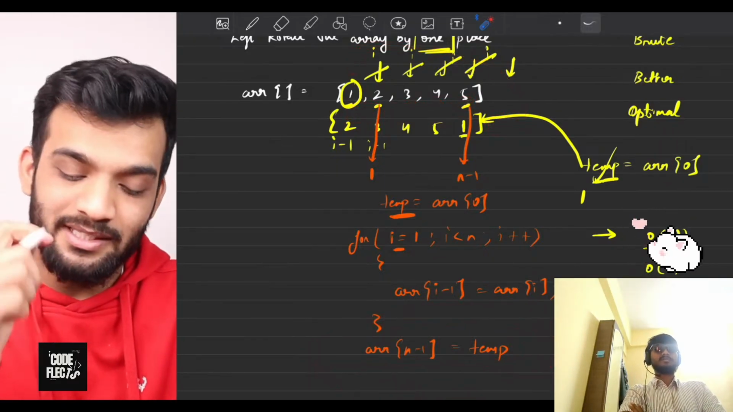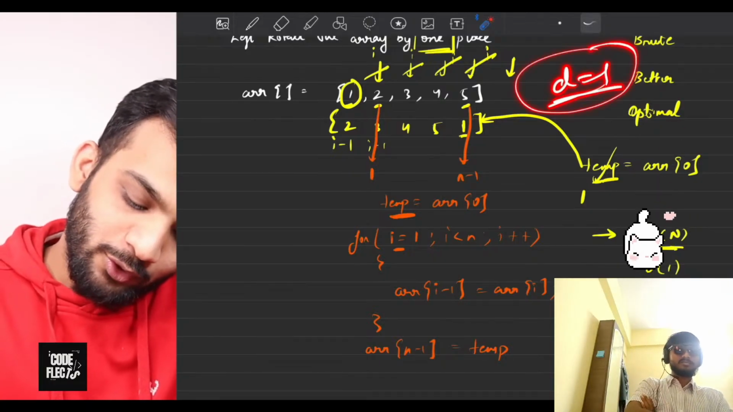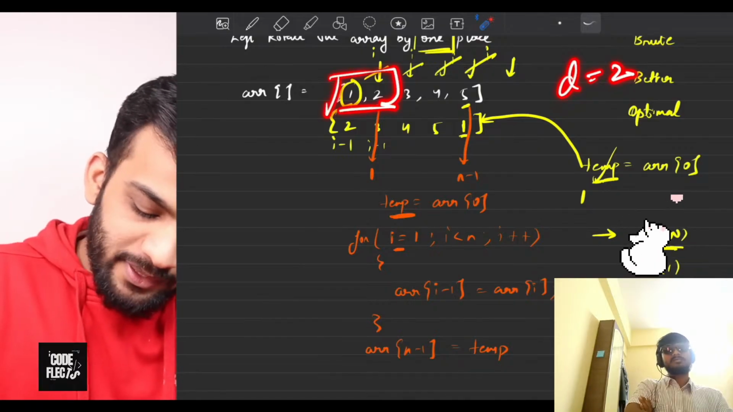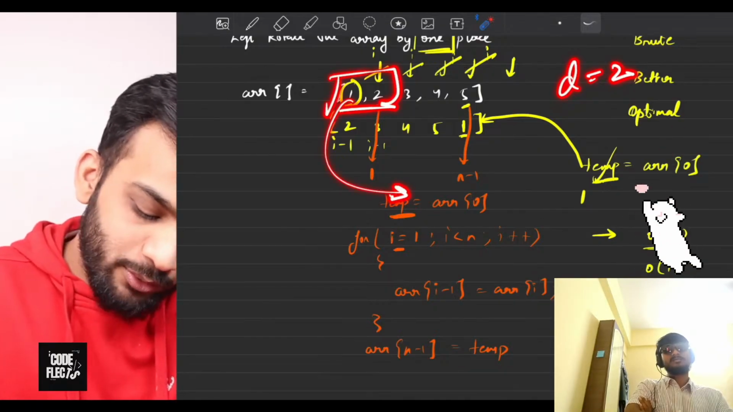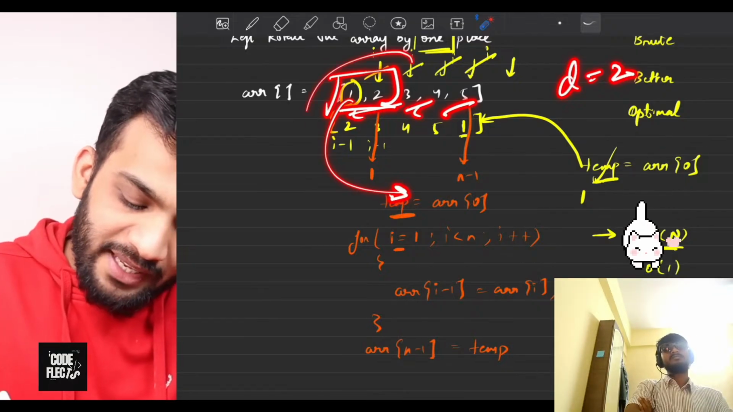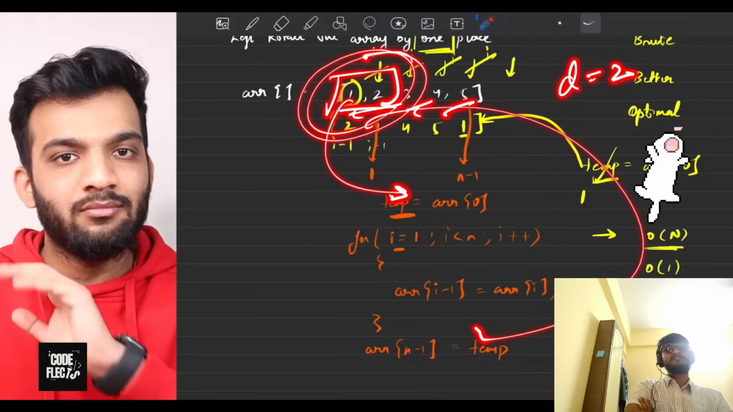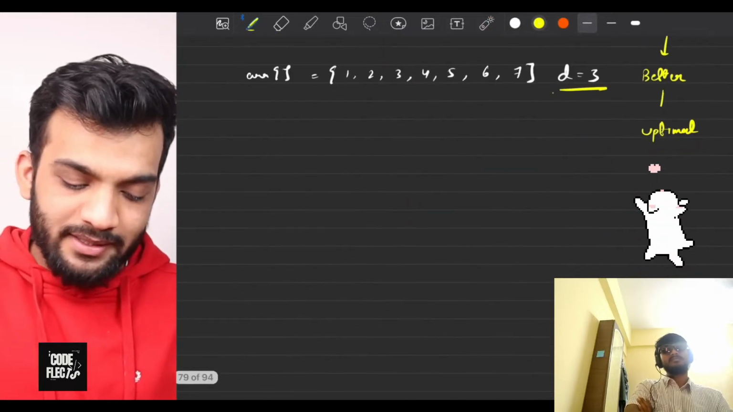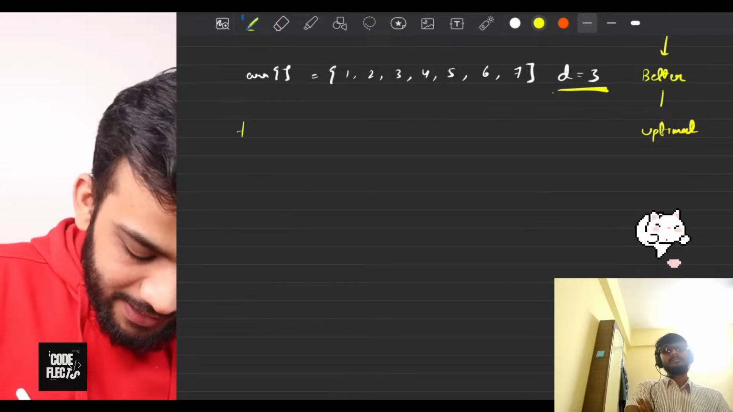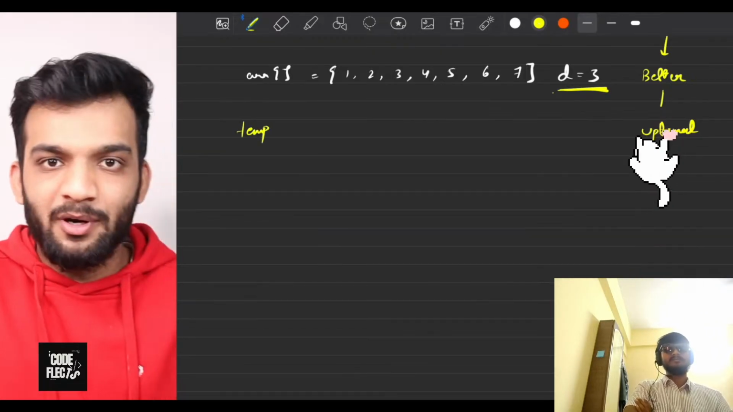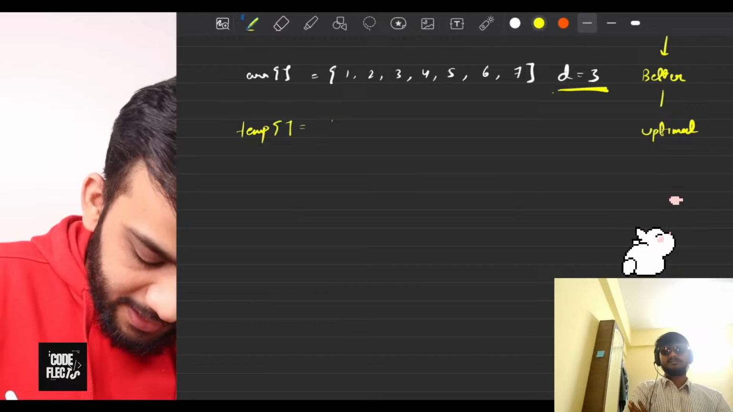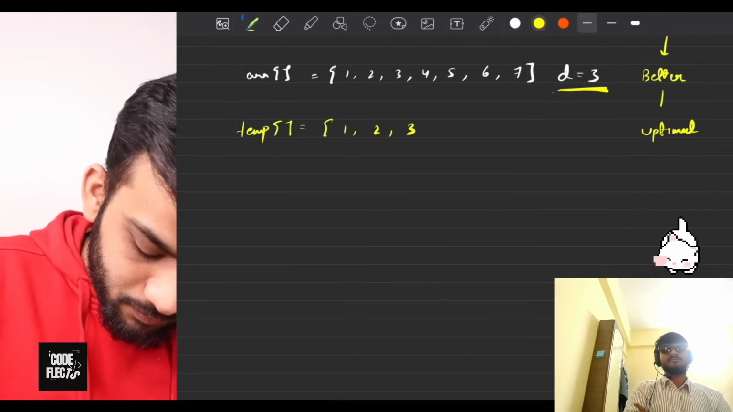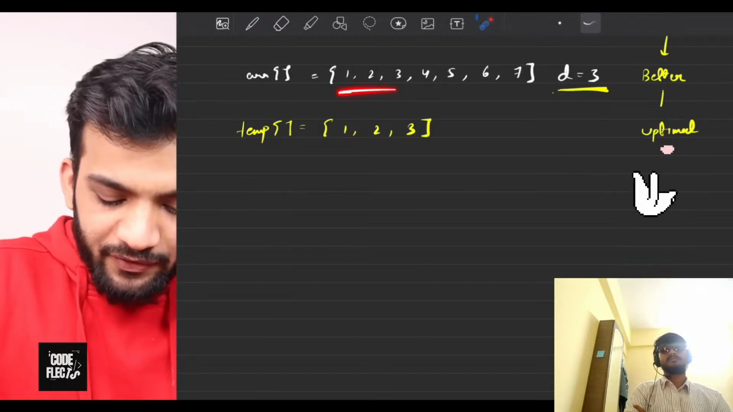We'll do the exact same thing. D was 1 over here, so you stored one element. If D is 2, you will be storing two elements into this temporary, and then you will rotate, and then you will take the two elements and put them at the back. That's what we will do. Let me explain. D is 3, so I'll take a temporary array or a temporary list, whatever you like, and I'll take the first 3 elements. Very simple. Done.